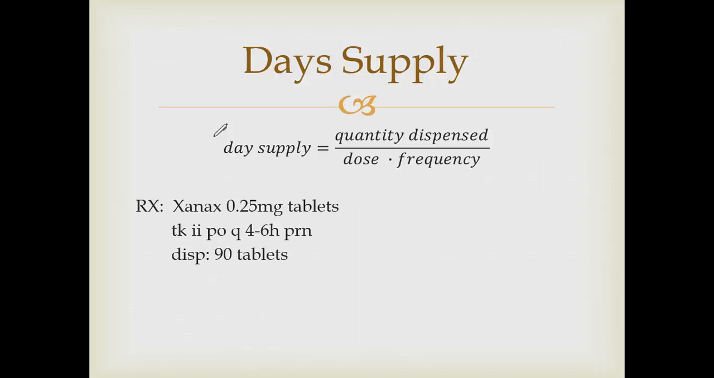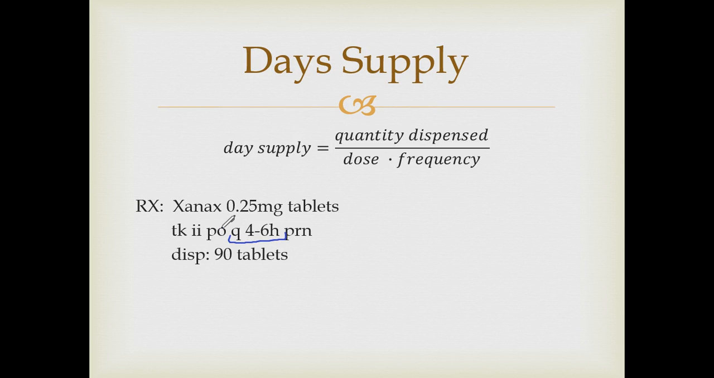We're going to look at tablets first. It says Xanax 0.25 milligram tablets. Take 2 by mouth every 4 to 6 hours as needed. One thing that's different here is that I have a range. When we're calculating a day's supply in a pharmacy, we automatically assume that the patient will take the maximum amount of dosage allowed by the physician, which means it has to be the highest dose and the highest frequency available.